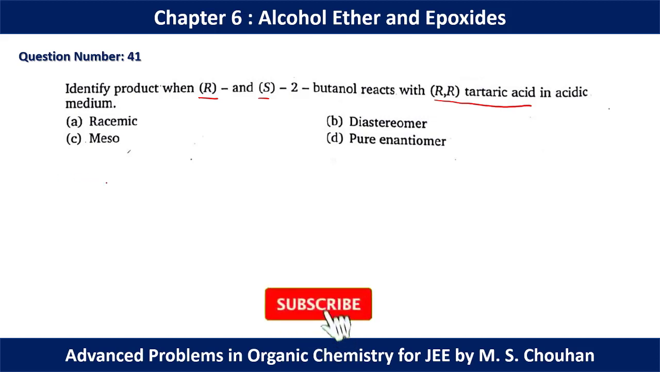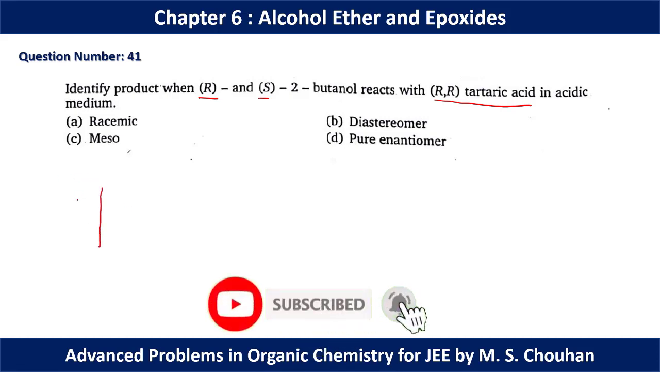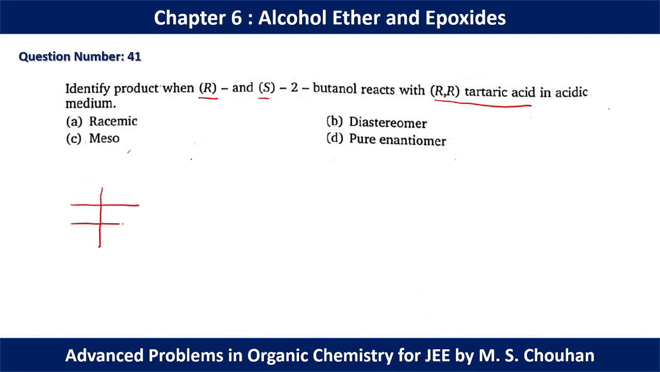Now if we draw the RR structure of tartaric acid, we will get COOH, H, OH, OH, H, COOH. So this is the RR tartaric acid. Here this carbon is R configuration, this carbon is R configuration. Now we can react it with R or S butanol.